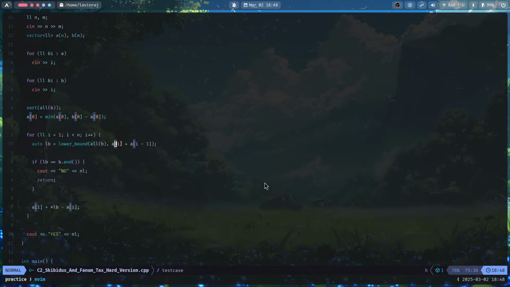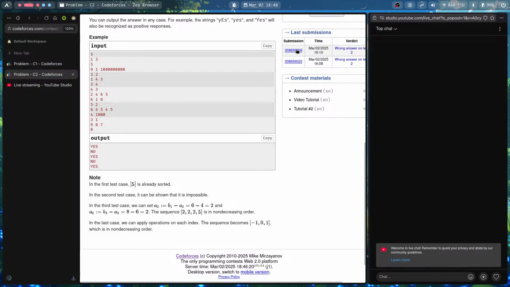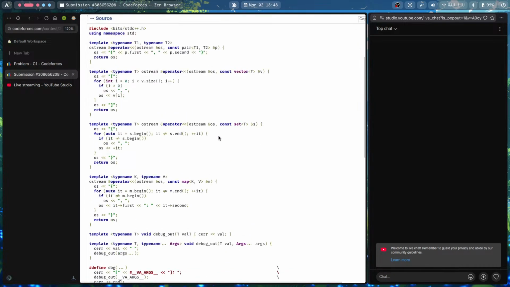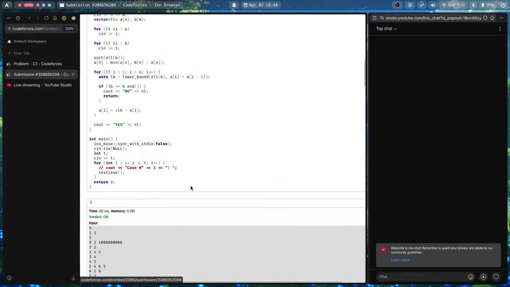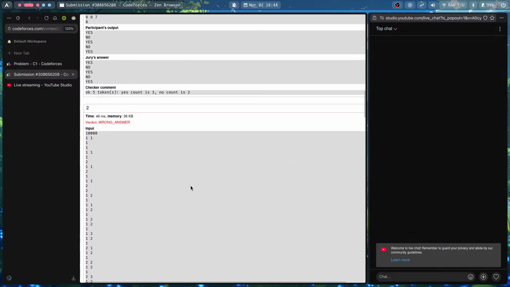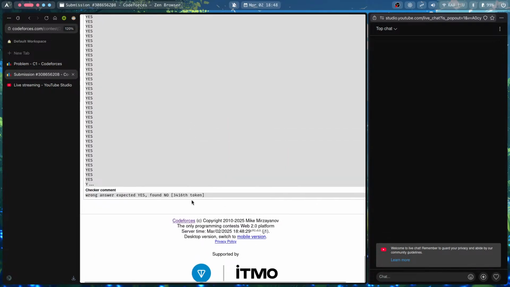Then what could be the problem, man? And we sorted the array B already. Then what could be the problem? Okay, let's look at the test where we are failing, because I don't have any idea where we are messing up. What? I can't inspect that. This is the 3416th token.